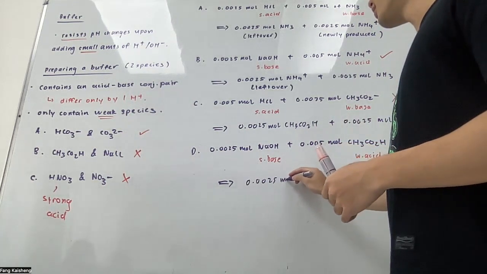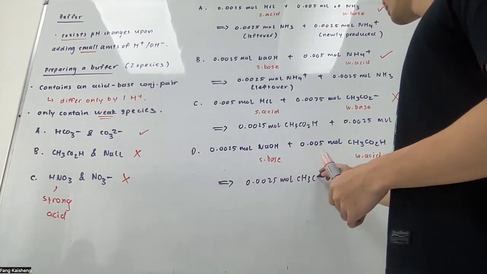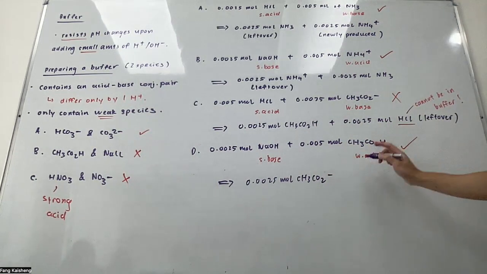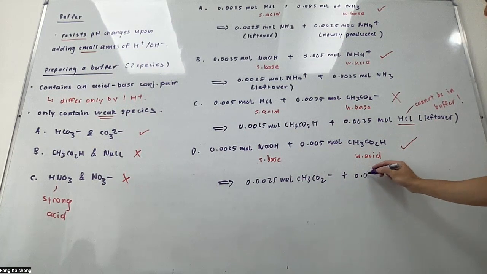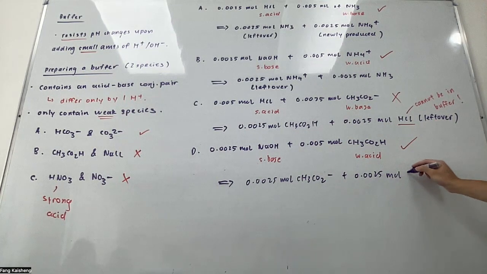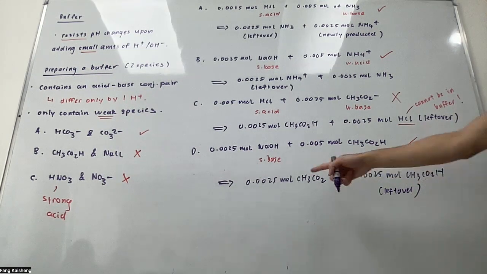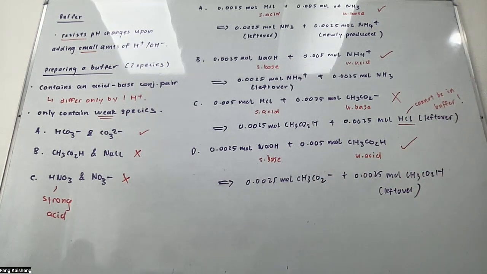0.0025 moles of CO2 minus, that's newly produced. But then this weak acid, since it's in excess, there will be leftovers of it as well. Now you have an acid-conjugate base pair, so it does form a buffer. So that's what the buffer actually looks like. The second statement, all good?